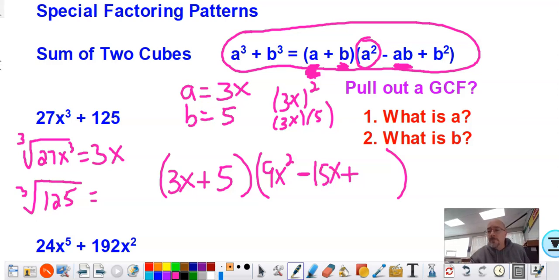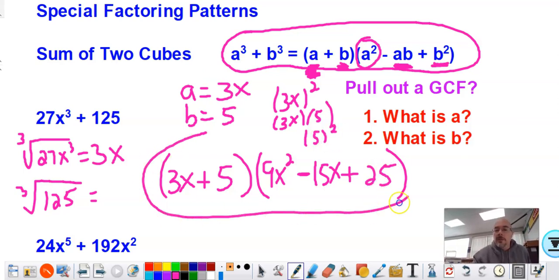Okay, think about it. And then I'm going to do the b squared. Well, b squared, ladies and gentlemen, that's 5, and 5 squared is 25. Voila, there is my answer. Okay, it's not too bad once you've done a few of them. All right, let's keep going here.